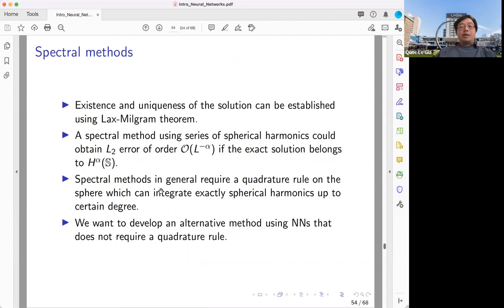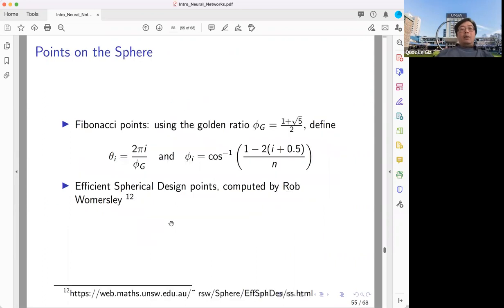But with the spectral method, we have to have quadrature rules, which are numerical integration rules that integrate spherical harmonics up to a certain degree. But now we try to use neural networks to avoid the quadrature rules. And that is exactly what we do. First we have to discretize the equation, we have to discretize the domain.